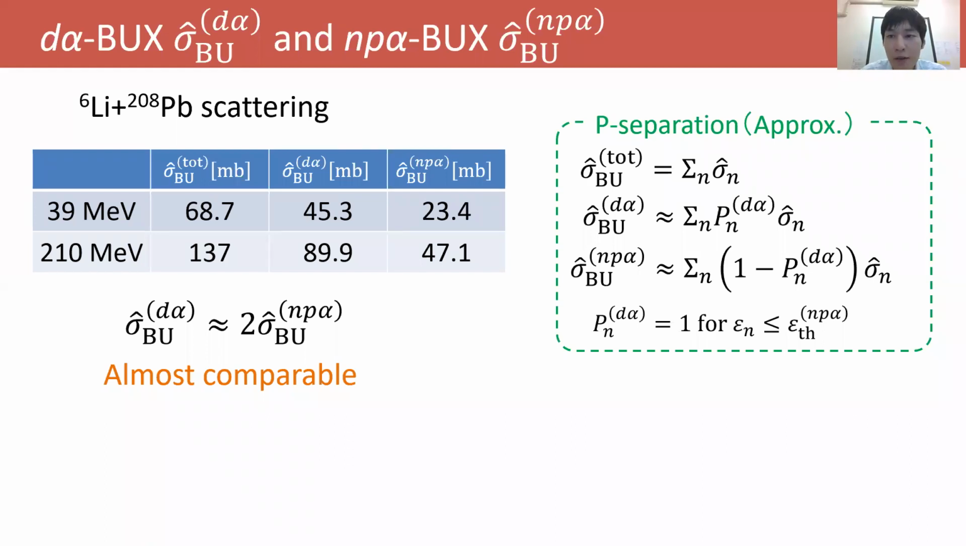By using the D-alpha probability, the total breakup cross-section is decomposed into the D-alpha breakup cross-section and the NP-alpha breakup cross-sections. Here, you don't have to focus on the absolute values. Please keep in mind that the NP-alpha breakup cross-section is almost comparable with the D-alpha one. I mean, the NP-alpha breakup cross-section is not negligible compared to the D-alpha breakup cross-section.